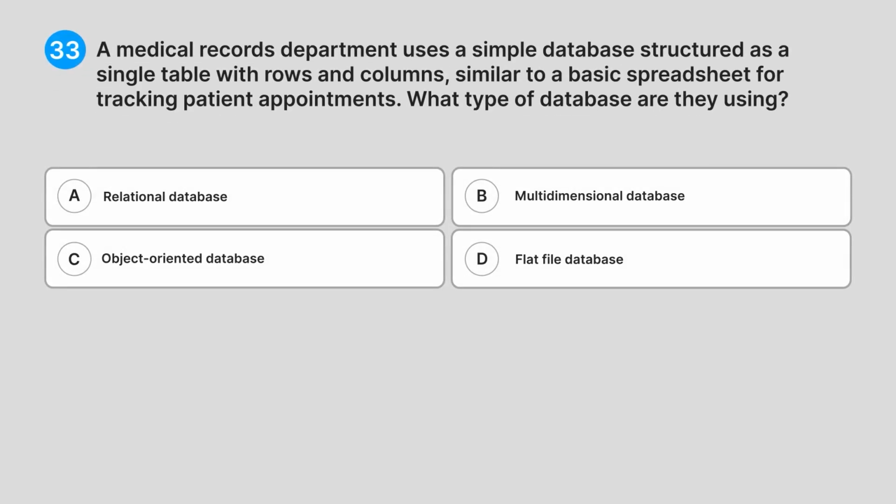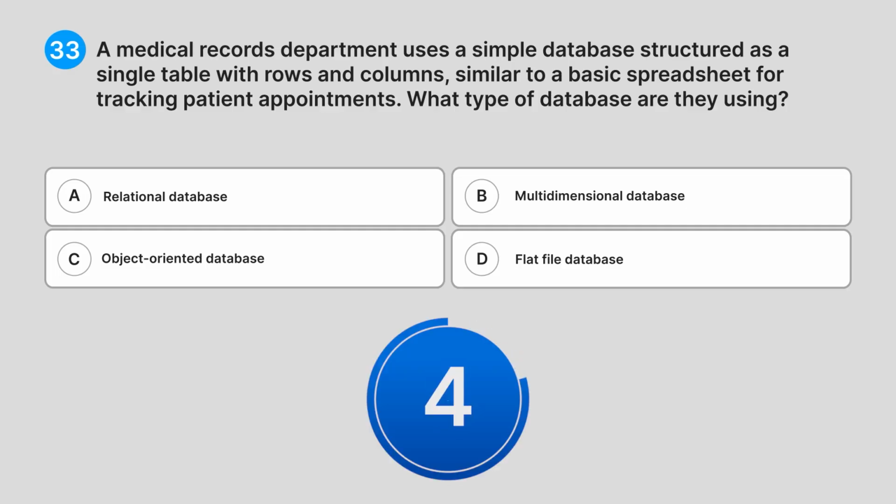33. A medical records department uses a simple database structured as a single table with rows and columns, similar to a basic spreadsheet for tracking patient appointments. What type of database are they using? A. Relational database. B. Multidimensional database. C. Object-oriented database. D. Flat file database.